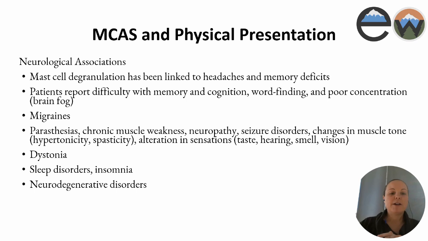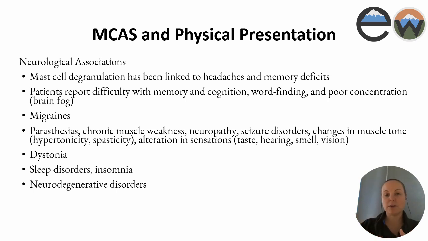Paresthesias, chronic muscle weakness, neuropathy, seizure disorders, changes in muscle tone, so increased tone or spasticity, alteration in sensation, whether it's taste, hearing, smell, or vision. All of these things can actually occur if your neuroimmune system is irritated. It can affect the functioning of your neurological tissue. Dystonia can be present as well, so that's abnormal muscle movement that can happen. Sleep disorders and insomnia, and then neurodegenerative disorders as well.